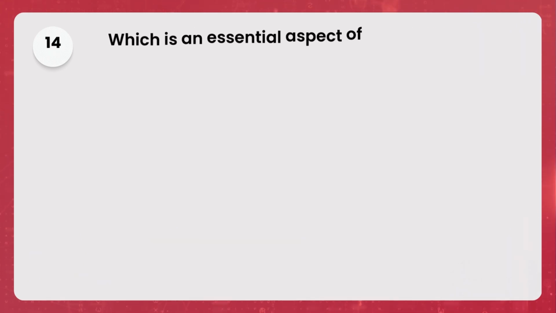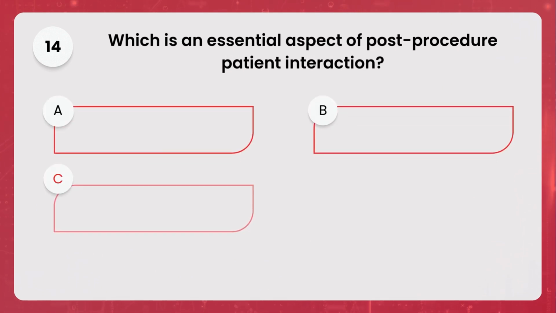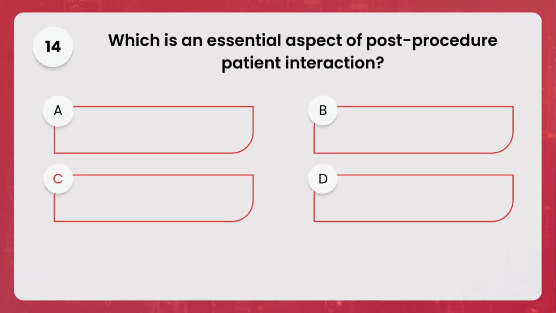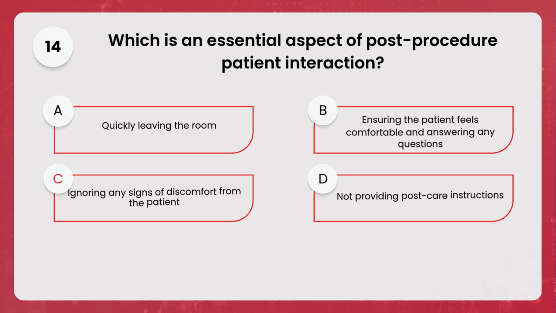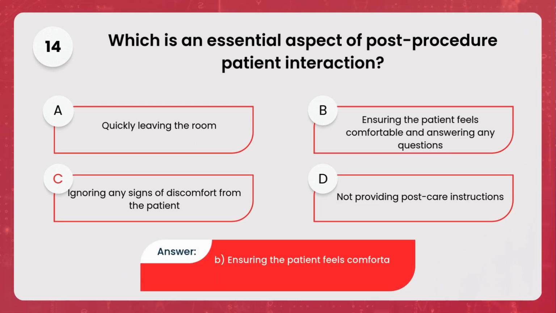Number 14. Which is an essential aspect of post-procedure patient interaction? A. Quickly leave the room. B. Ensuring the patient feels comfortable and answering any questions. C. Ignoring any signs of discomfort from the patient. Or D. Not providing post-care instructions. The answer is B. Ensuring the patient feels comfortable and answering any questions.